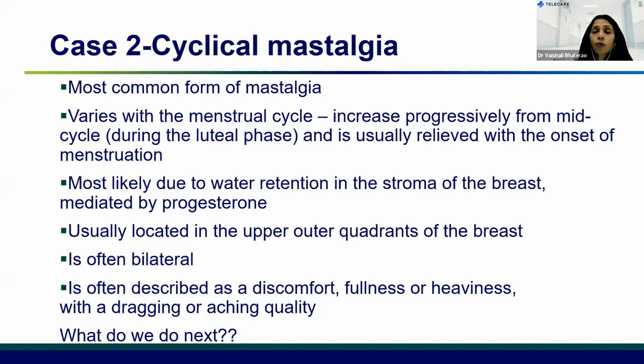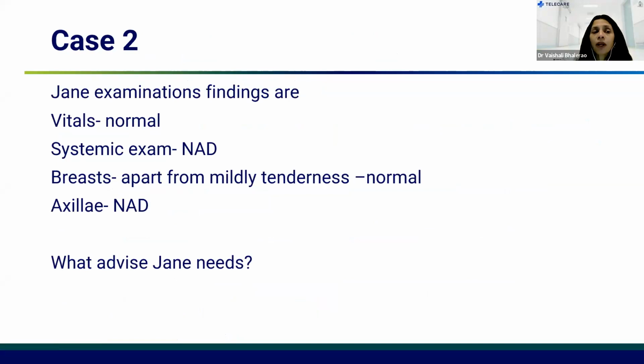Most likely, it is due to water retention, the stroma of the breast, and mediated by progesterone, usually located in upper outer quadrants of the breast. It is often bilateral. It's often described as a discomfort, fullness, or heaviness with a dragging or aching quality. So what do we do next? We do need to examine her. So apart from mildly tender breast, her vital systemic examination, breast and axillary examination are normal.